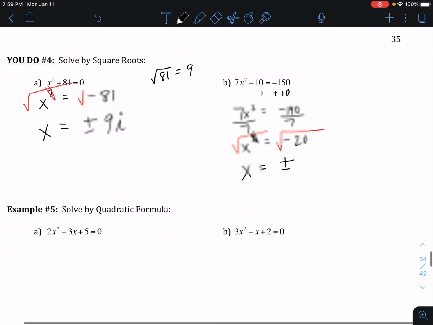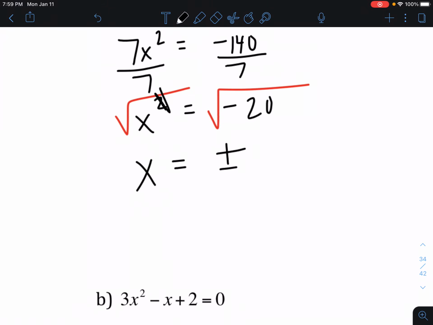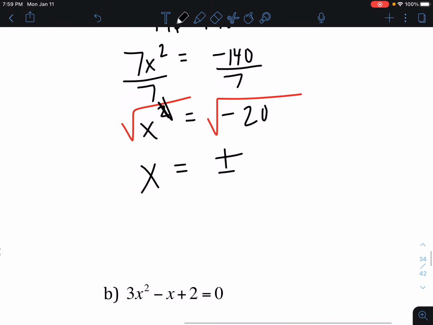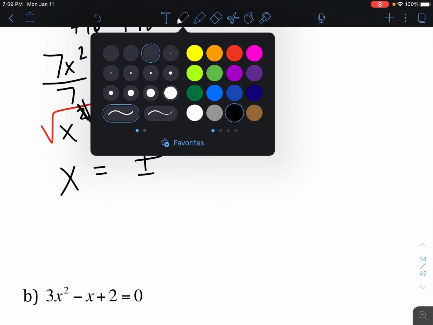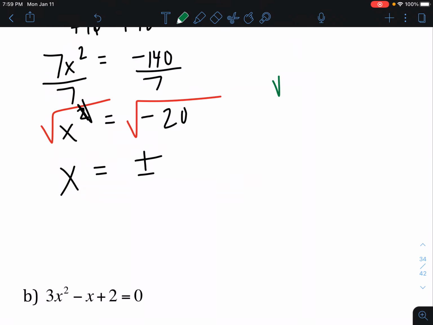Did I do that last problem? Yes, I did. Sometimes I gotta double check my work. Now the square root of 20, let's pull that guy aside. I'm calling it the square root of 20. We know an i is going to come out because of the negative, but I just try to think of it in a positive note before I worry about the i.